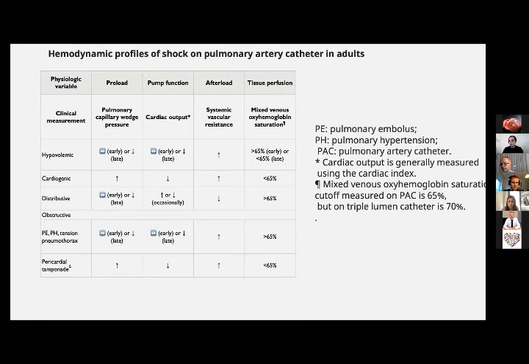More often than not, the cardiac output is higher than normal. So again, that's not a very good marker, but SVR is almost always low in patients with septic shock. And their mixed venous oxygen saturation will be more than 65%.